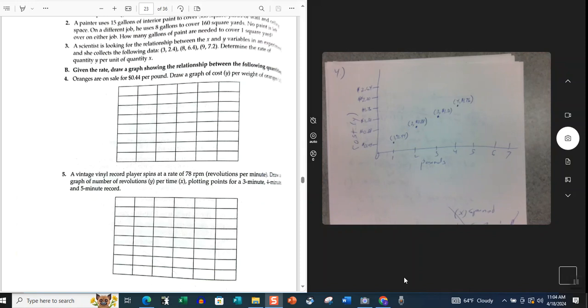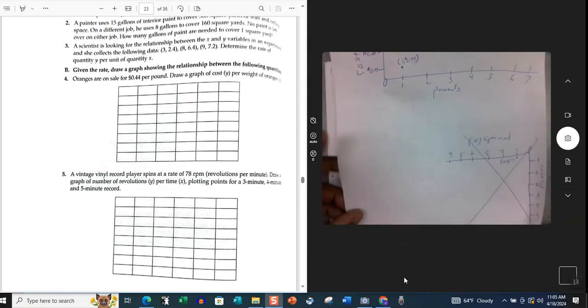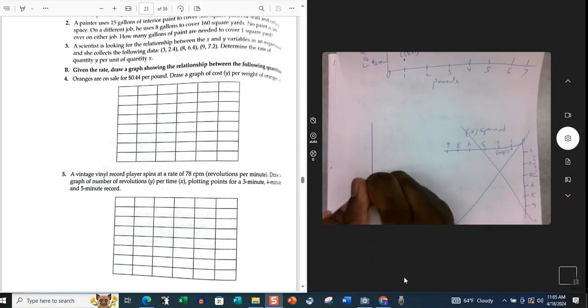Now, we go here to number 5. It says a vintage vinyl record player spins at a rate of 78 RPM, revolutions per minute. Draw a graph of number of revolutions per time, X, plotting points for a 3-minute, 4-minute, and 5-minute record. Okay, so they specifically give us what our graph is supposed to be like. So let me do this real quick. So we're going to draw a graph.